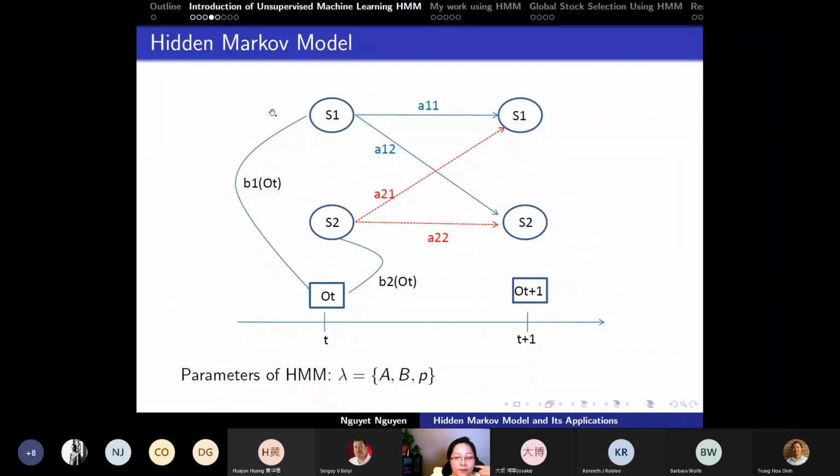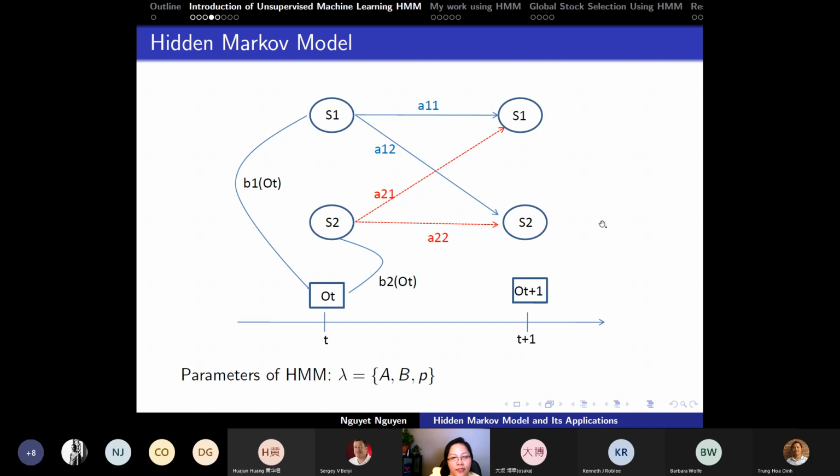So in the picture right here, you will see this is the transition matrix A. After you train the model, you will have this one. And you will have the observation probabilities matrix B. So suppose that you find that behind the observation OT, this is the state S1, then based on the observation probabilities matrix, you can calculate the probability of getting the OT given the S1.